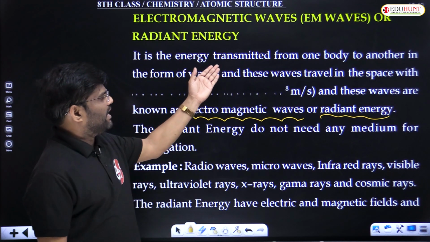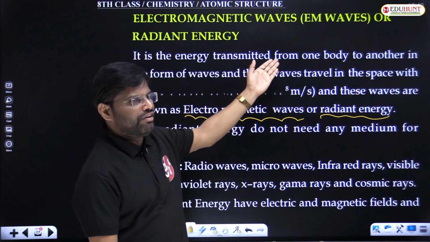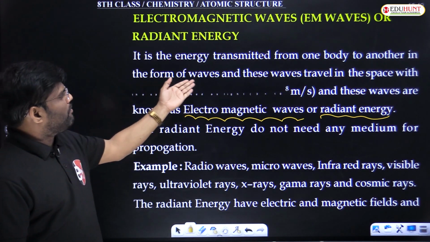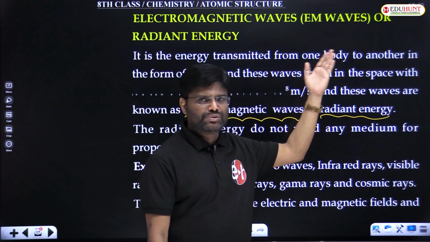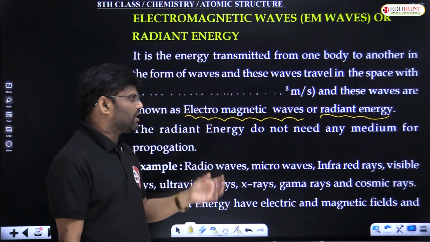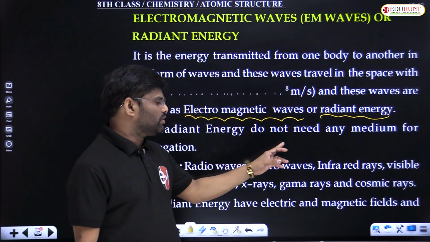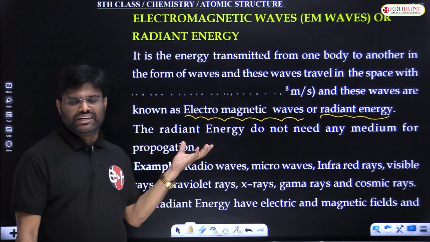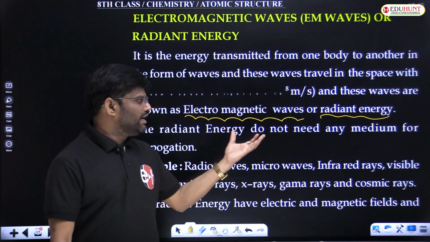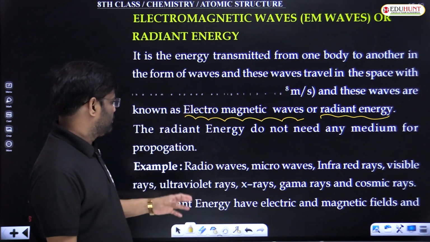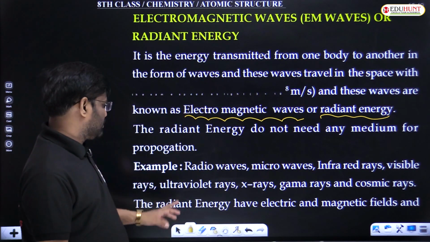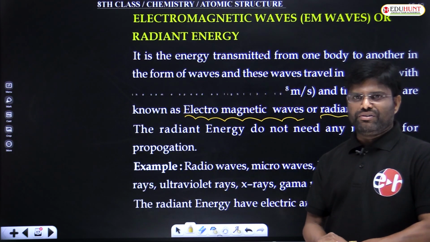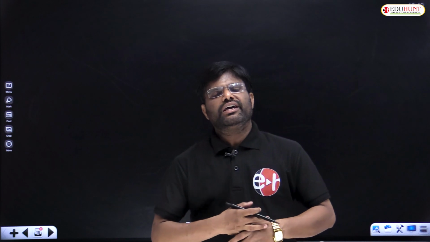What I am telling is, if energy is transmitted from one body to another body in the form of waves, and these waves travel in space, these are called electromagnetic waves. Radiant energy doesn't need any medium. This radiant energy, light, doesn't need any medium for propagation. Radio waves, microwaves. So let us see the electromagnetic waves.